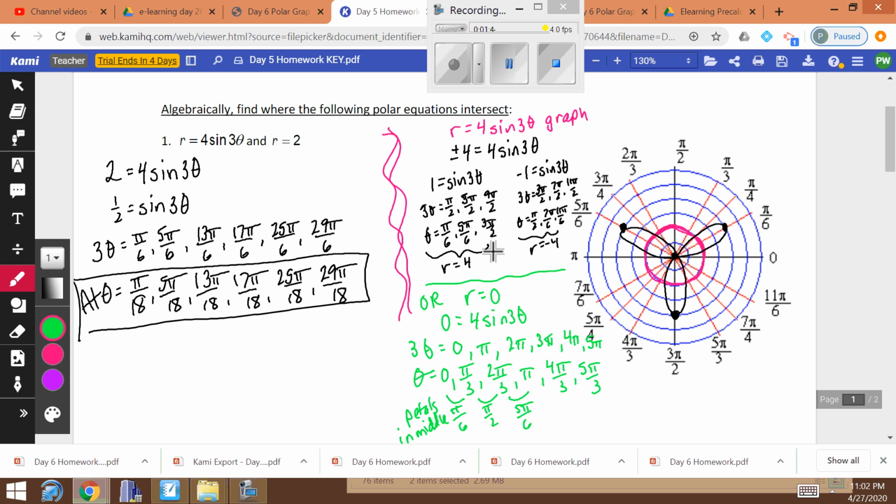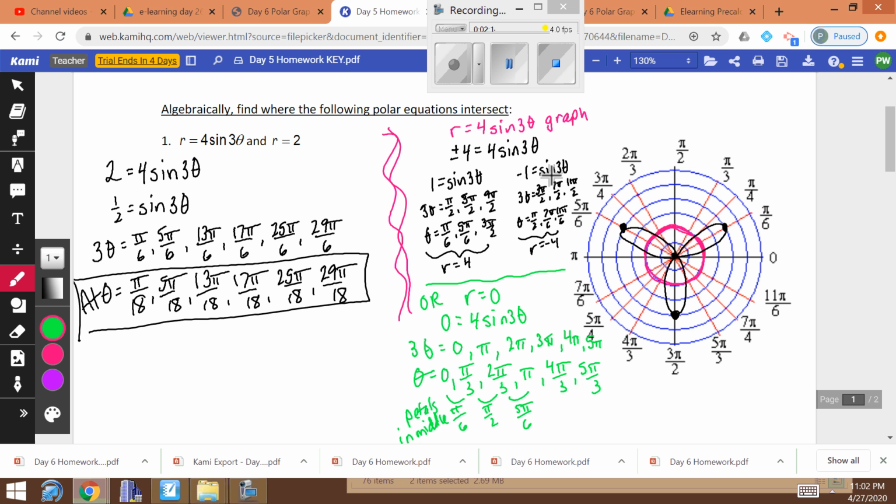But what if I just did this one here? Where the sine is equal to 1, I did over here, the sine is -1, so 3 theta. Again, we have to go all the way from 0 to 6 pi. So I have pi over 2, 5 pi over 2, and 9 pi over 2. When we divide by 3, we get our values here, and you'll notice those are the ones that have the positive 4. So at pi over 6, 5 pi over 6, and 3 pi over 2, that's where our 3 petals are in that positive direction.